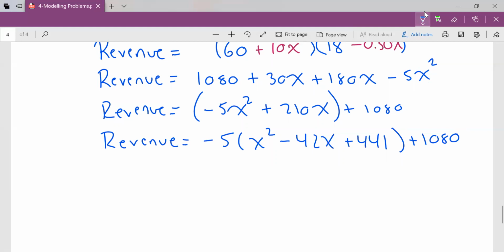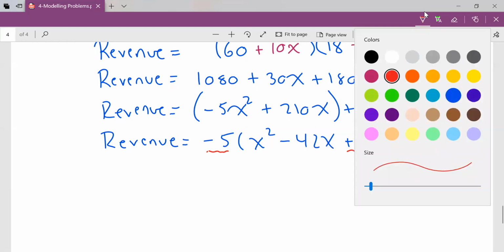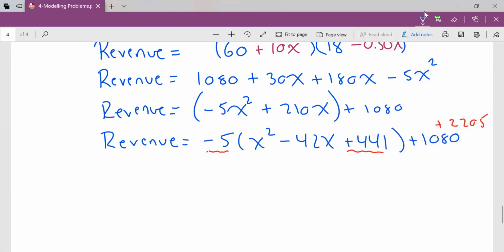But now we have to balance. So remember, this is the part that I see people make mistakes. It was this times this, what we really added in. So 5 times 441 is 2205, that negative. So we'll balance by adding 2205 over here. And now we can complete the square.